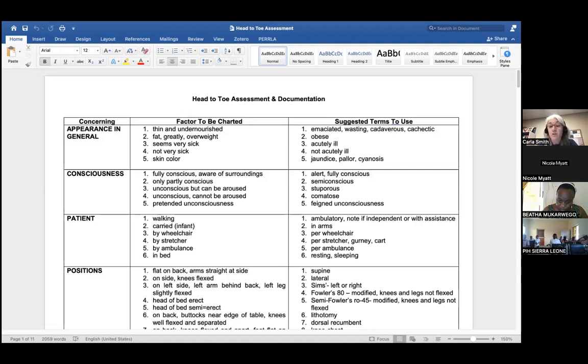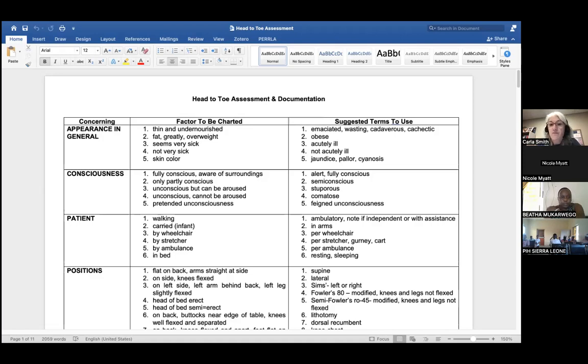Sometimes they may look acutely ill or may not look acutely ill. Do they have jaundice? Do they have pallor? Are you noticing cyanosis? What is their level of consciousness? Are they alert, fully awake? Are they semi-conscious or stuporous or comatose?